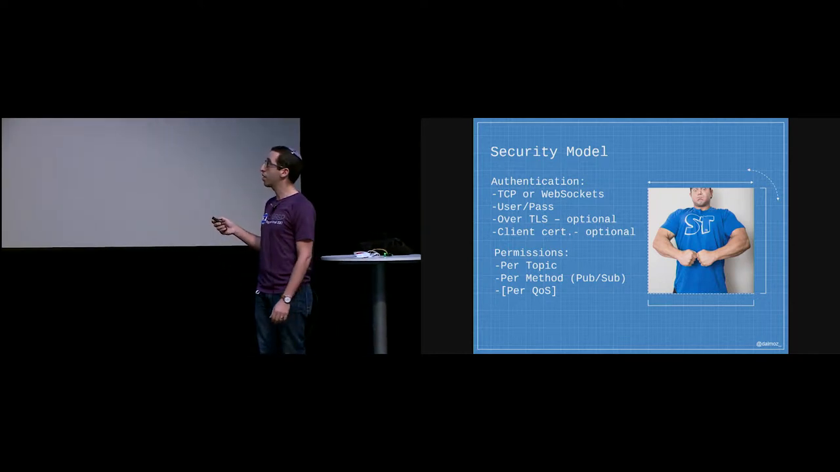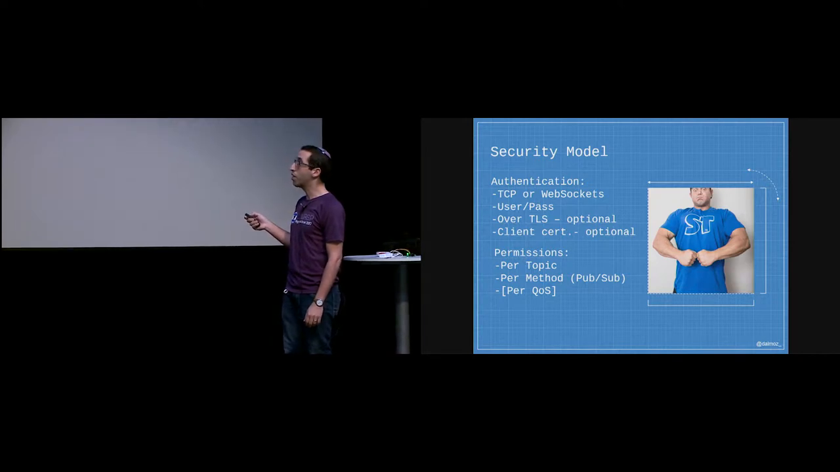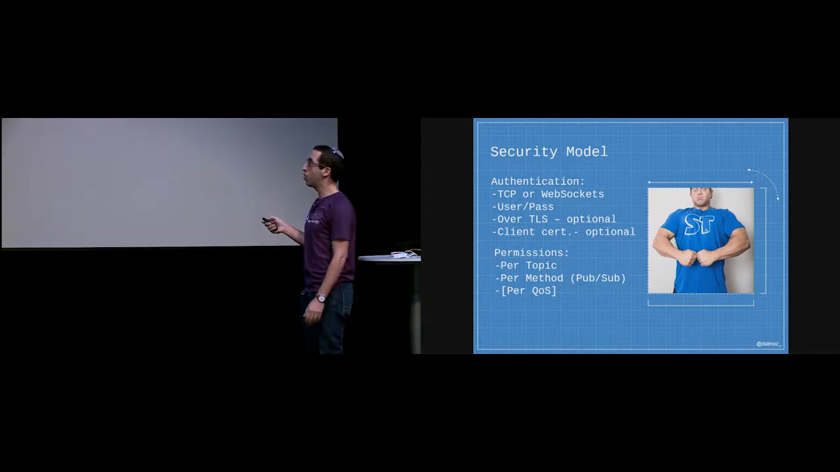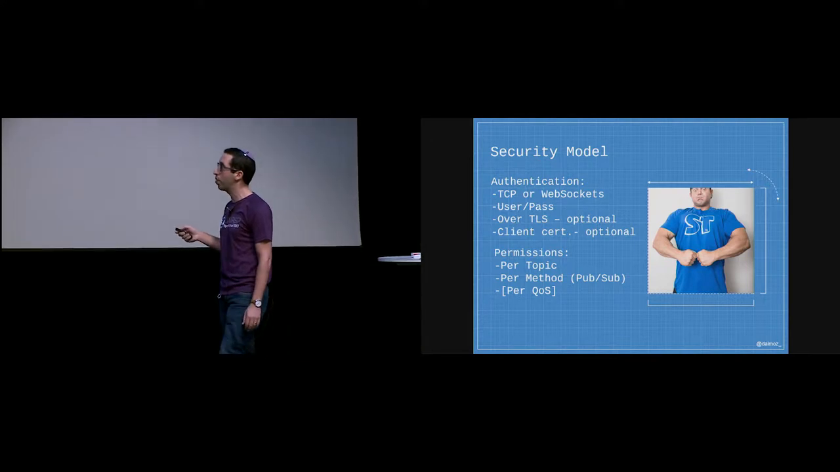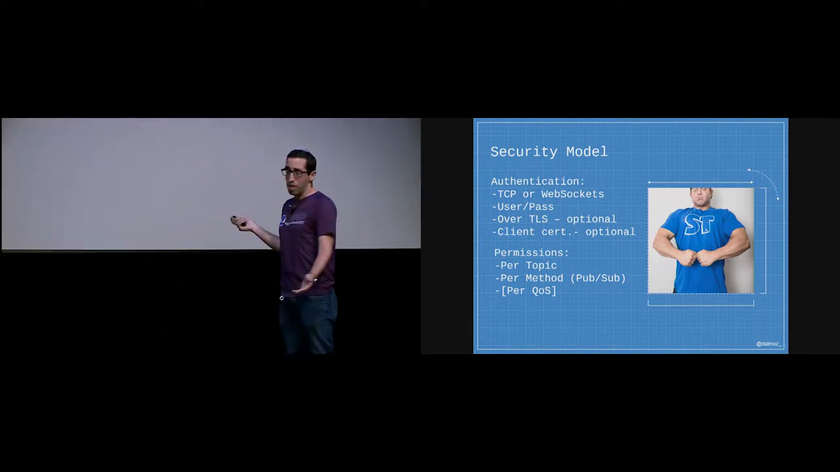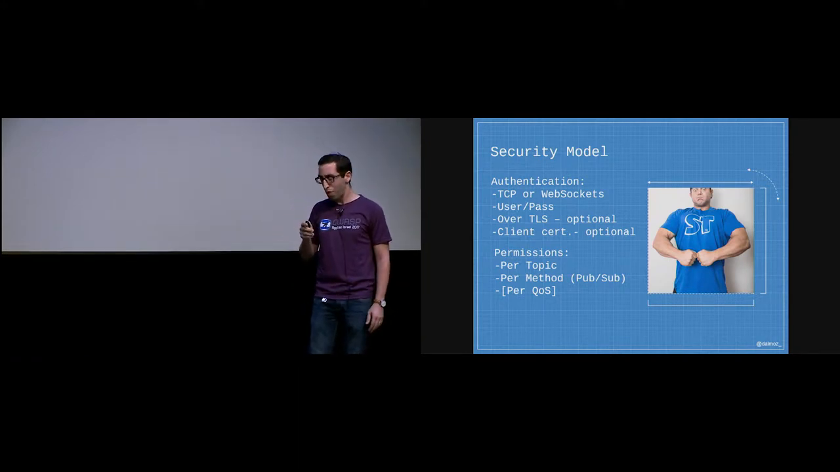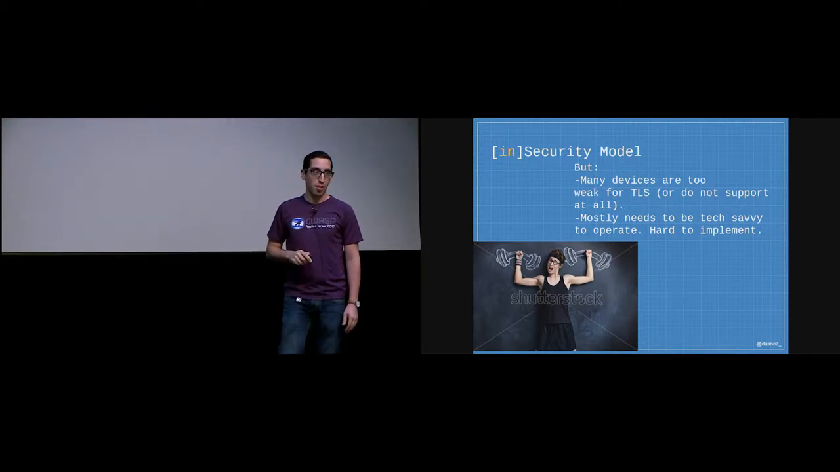You have TLS. By definition, you have TLS inside it. You have client certificates, which is awesome if you are talking about authentication. You can do permissions per topic, per method, if it's publishing or subscribing, and per QoS, which I haven't mentioned yet. So that's pretty cool, right? Pretty solid security, but now it has an insecurity model within it.